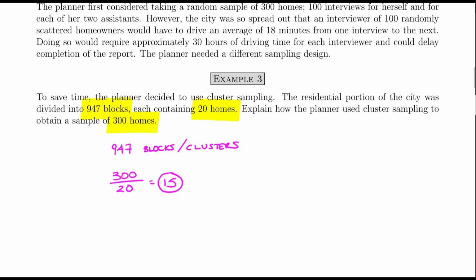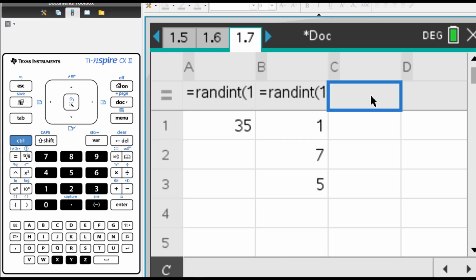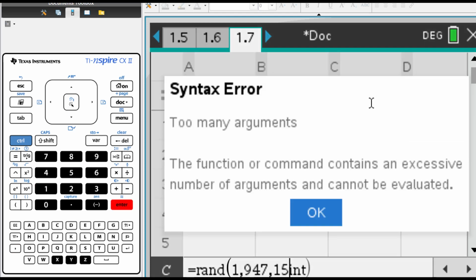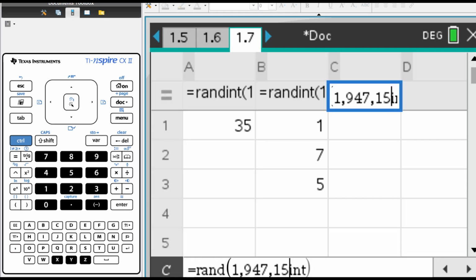So we go to our calculator and we will generate a random number or random numbers. So we do randInt 1 through 947 and we want 15 of those. So when we hit enter, I typed something in wrong.